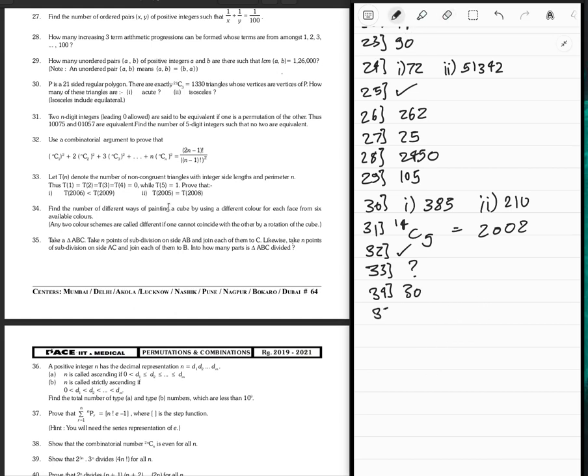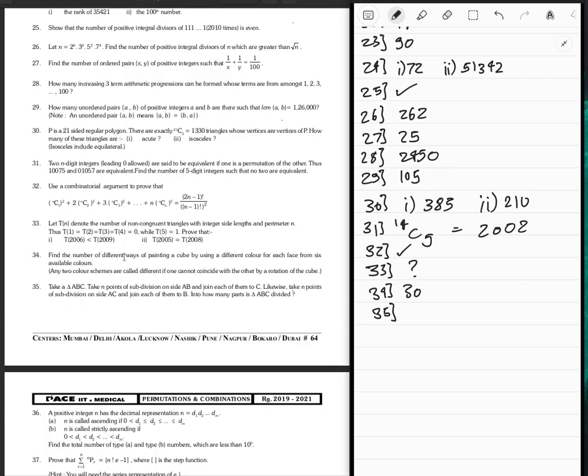Next question, 35. Take a triangle ABC, take n points of subdivision on side AB and join each of them to C. Likewise, take n points of subdivision on side AC and join each of them to B. Into how many parts is triangle ABC divided? That's the whole question.